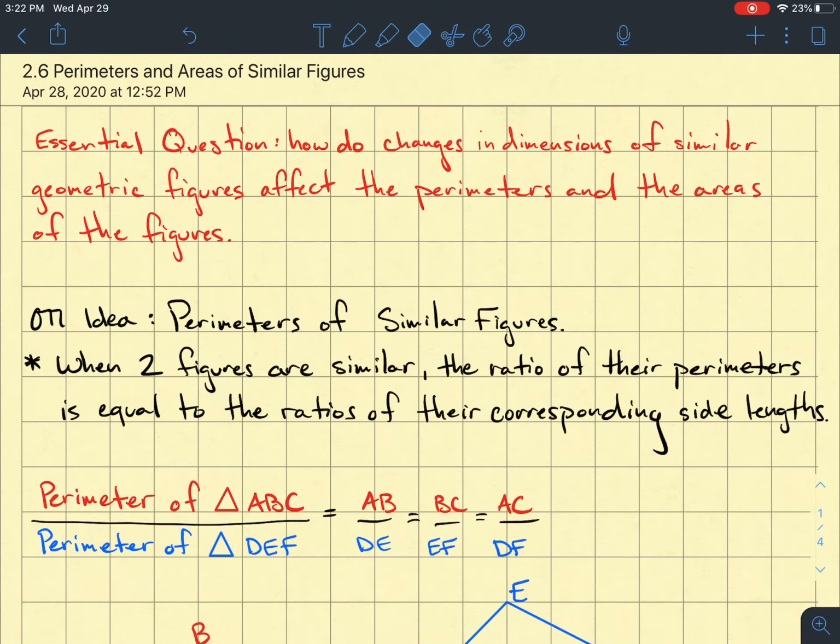Welcome back, Matadors. We're going to now be getting into Big Ideas Math, Chapter 2, Lesson 6 on perimeters and areas of similar figures. So now we have these two figures, they're similar. We're going to find out how their perimeters and areas are related to one another. So let's go ahead and begin with the essential question.